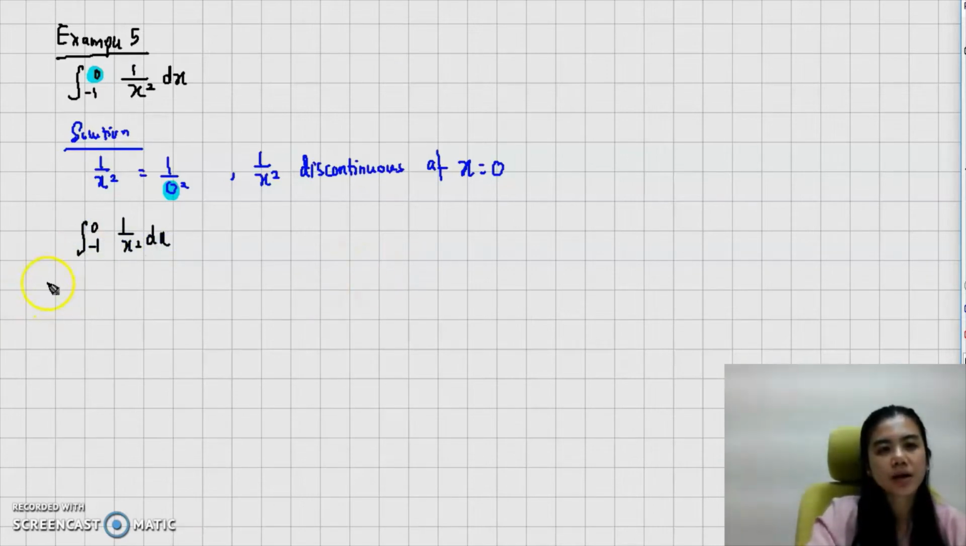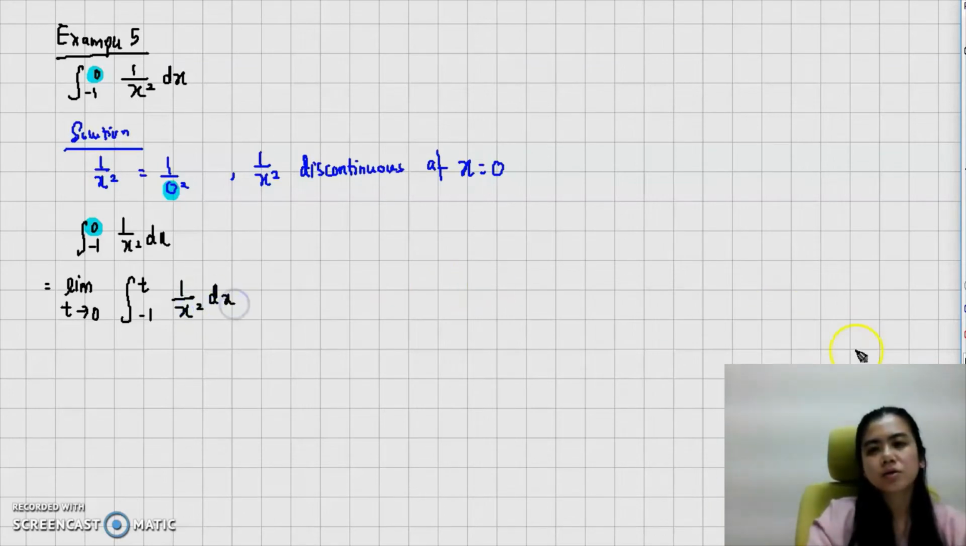As I said, whenever you find a point that gives you a problem, change the point with a t. So change this to t, approaching this 0, and you will have t here, and minus 1. Just change the 0 to t.